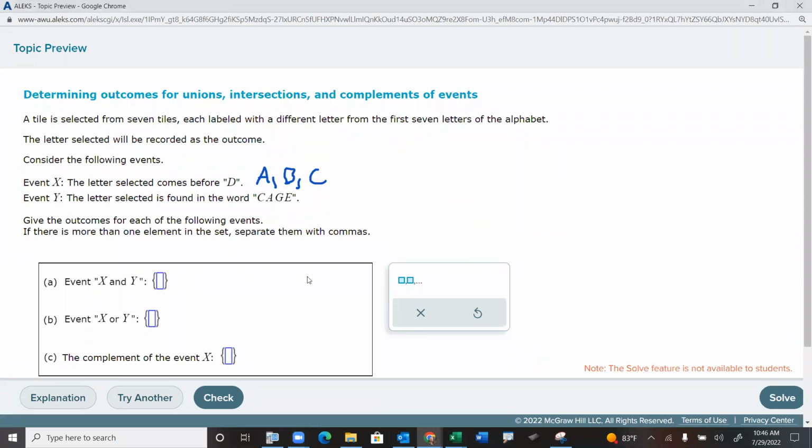So what do they have in common? Well, they both have an A and they both have a C. Okay. Now X or Y means keep everything from the 2 sets. So A, B, C. And then if we look at Y, well, we already have the C and the A, but we don't yet have the E and the G, and you don't have to have them in alphabetical order, but that's traditional, I guess. And then it says the complement of X, everything that is not in X. Well, X is A, B, C, so the complement would be D, E, F, G. Okay, and that's it for that one.